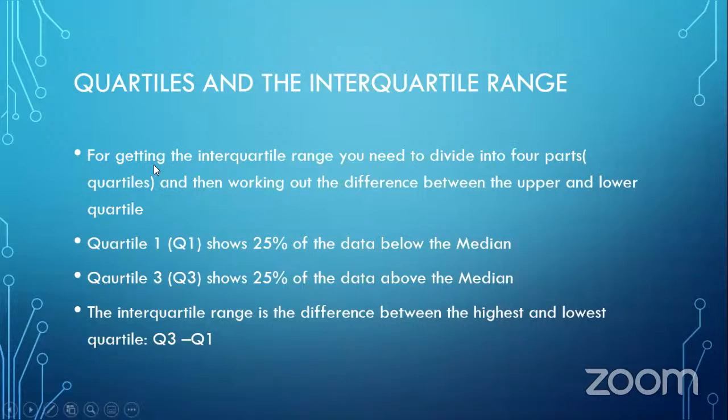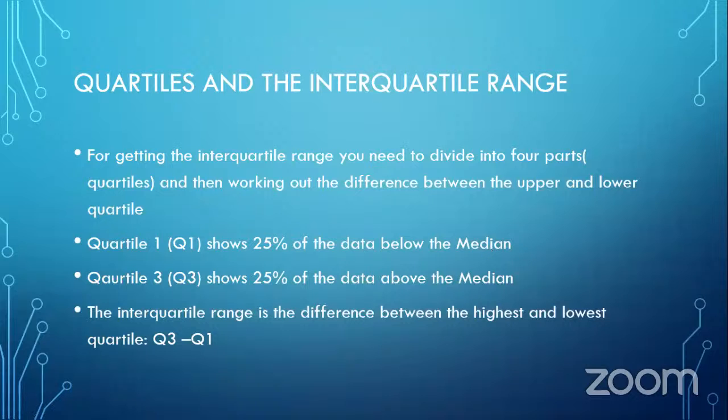So for getting the interquartile range, you need to divide into 4 parts, which are called the quartiles, and then work out the difference between the upper and lower quartile. The lower quartile is called quartile 1, which is Q1. It shows 25% of the data below the median. You know what the median is? It's the middle number.